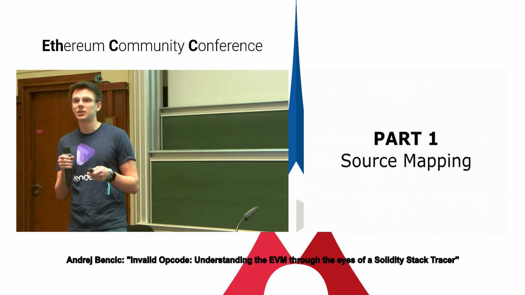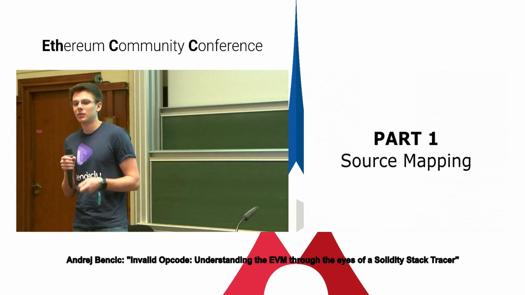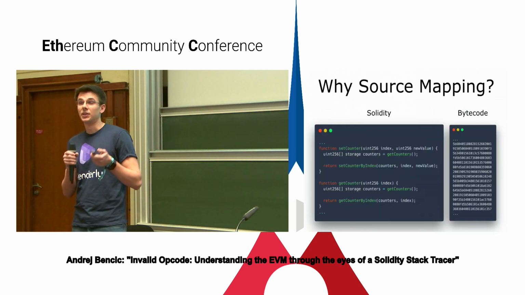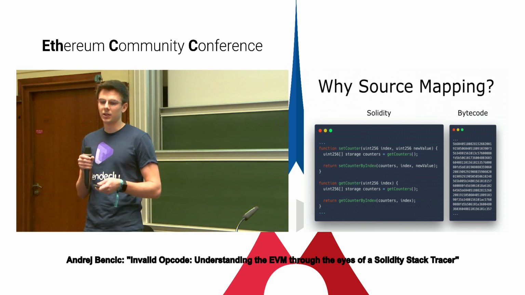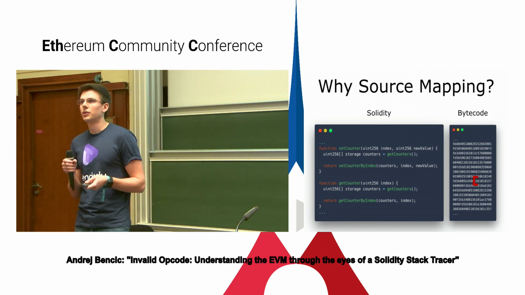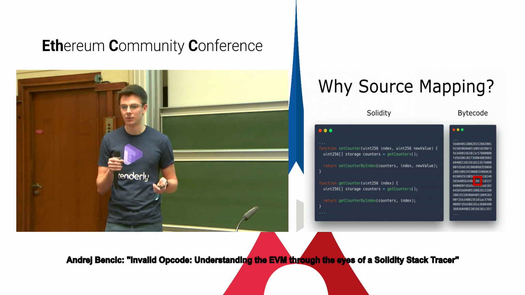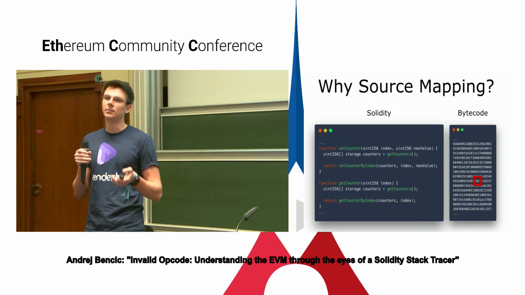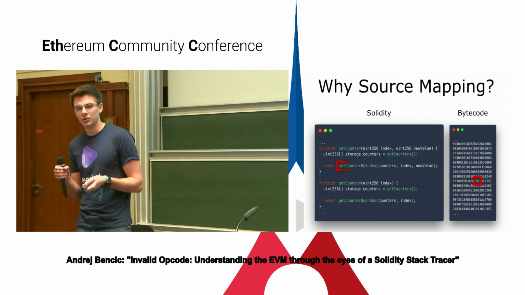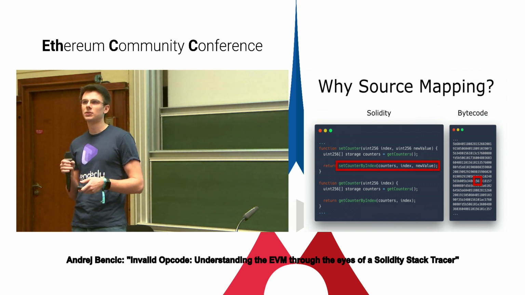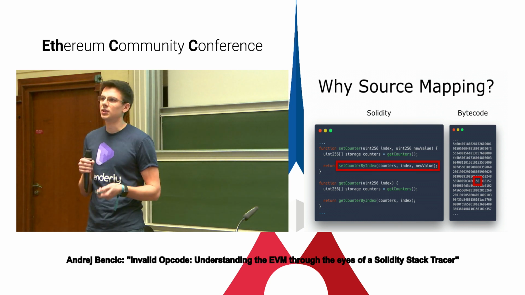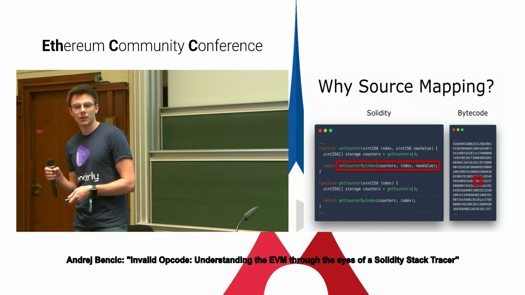The first part is source mapping. And what is source mapping in the first place? Well, it's a method of going from a low-level bytecode location, which is not easily debuggable, to a Solidity source code line.